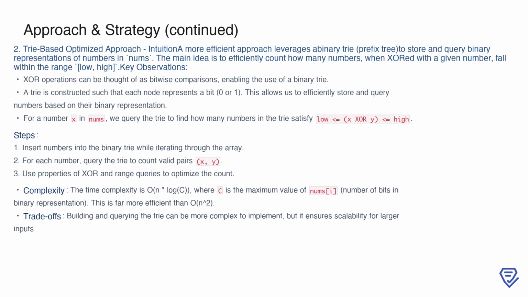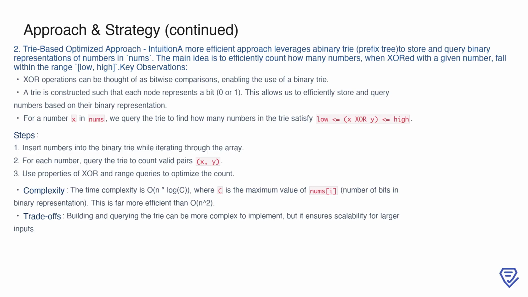The key idea here is that for any number x in the array, we can use the tree to count how many previously inserted numbers, when XORed with x, produce a result within the range [low, high]. The process involves inserting numbers into the tree while iterating through the array, and at the same time, querying the tree to find valid pairs.